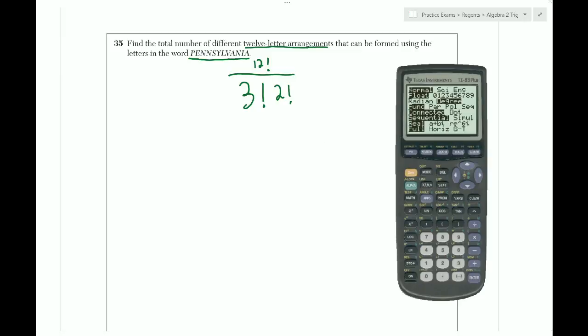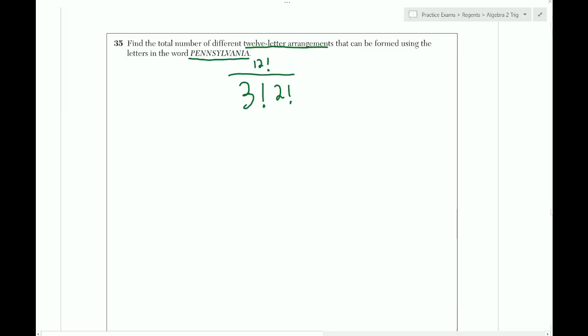So let's go back to our calculator. 12, and then we go to our math menu, probability, and we go to number 4, 12 factorial, divided by, and then we use parentheses, we'll do 3 factorial, math menu again, probability again, 4, times 2 factorial, again math menu, probability, and factorial, and close it up and see what that equals. So 399,168,00. That's our answer.